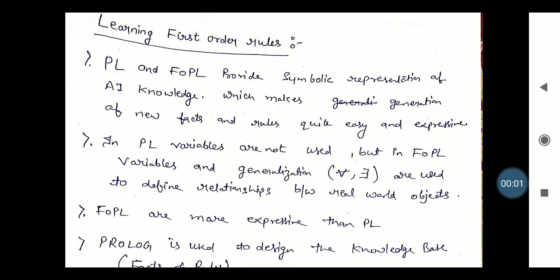Hello everyone, today we are going to discuss a new topic, that is learning first order rules. To represent knowledge, we use propositional logic and first order predicate logic for symbolic representations, and in generalization of new facts and rules, quite easy and expressive. In propositional logic, variables are not used, but in FOPL, variables and generalization are used to define relationships between the real world.